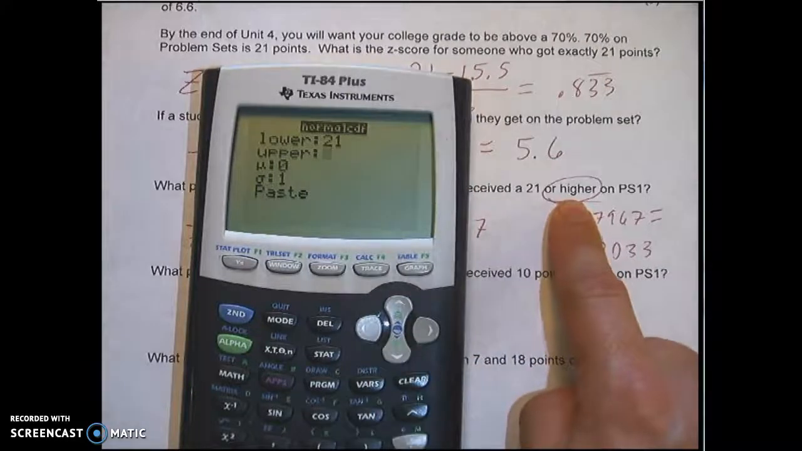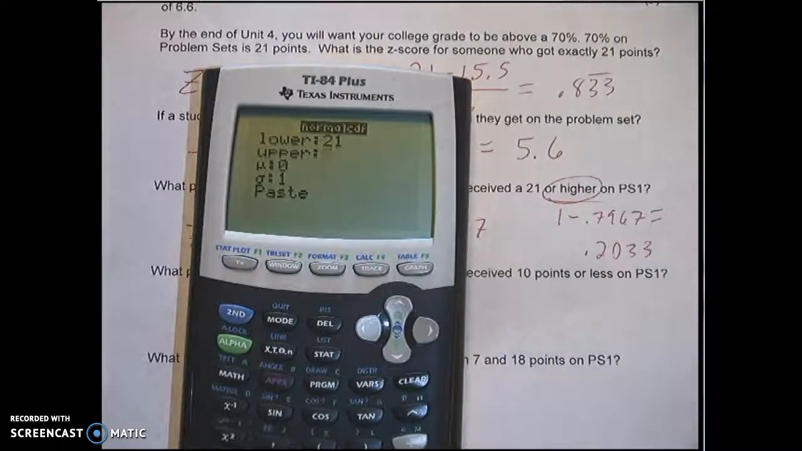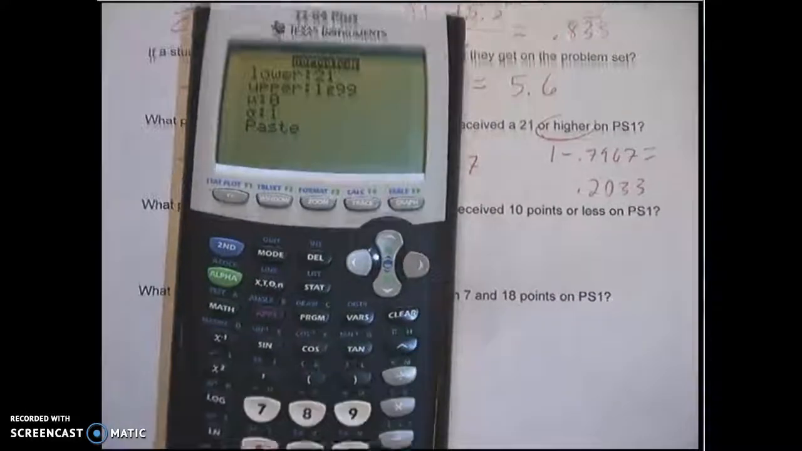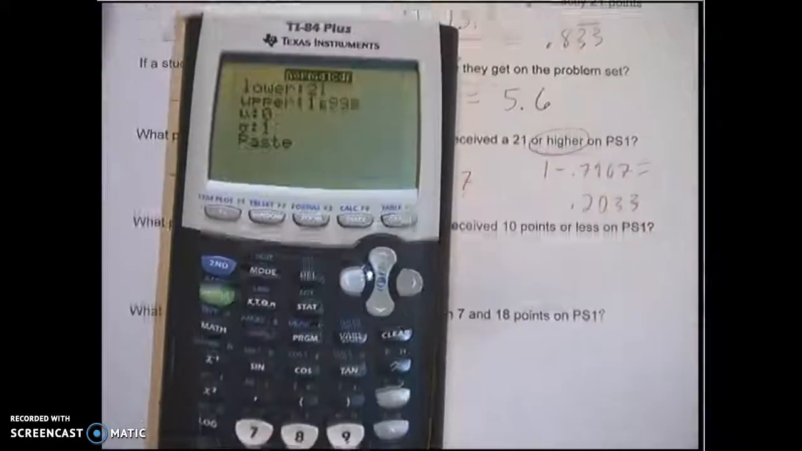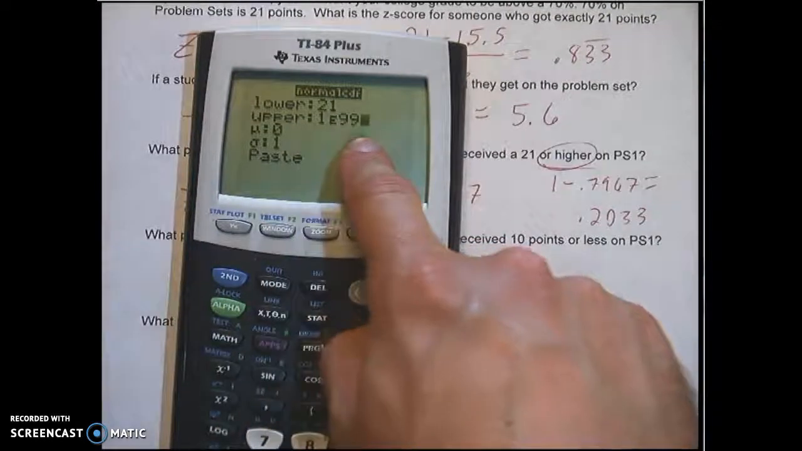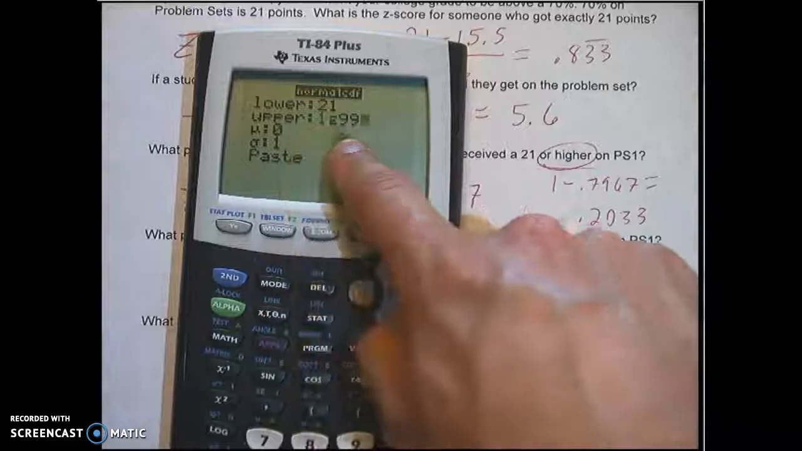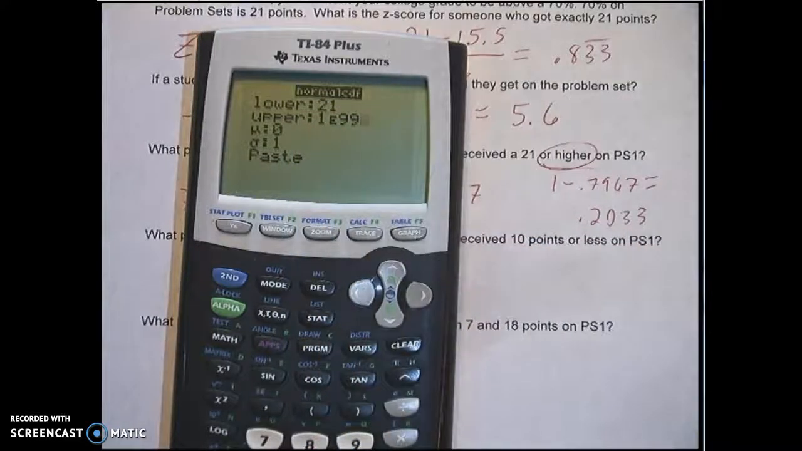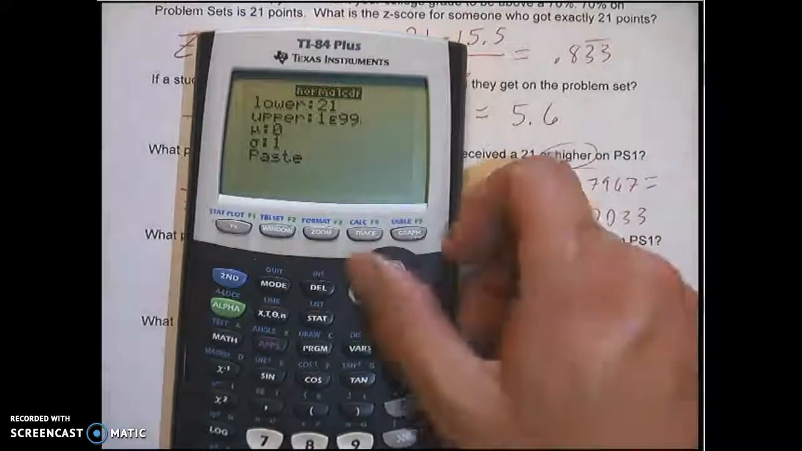Now it says "or higher." So what's higher than 21? Well, in the calculator, that's infinity, which is 1E99. Let me show you that again. I hit the 1 key, which is right here, and then I did second comma to get this E99. What this says is 1 with a bunch of zeros after it. It's the biggest number the calculator knows.